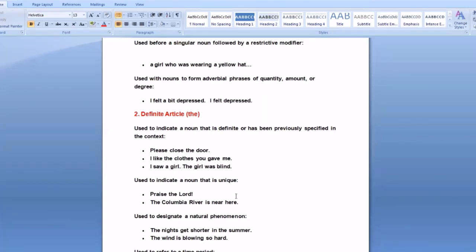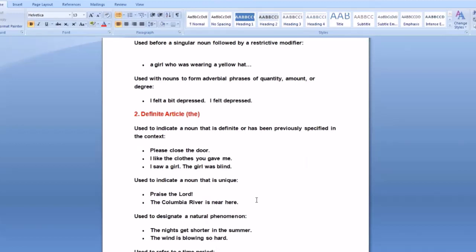Used to indicate a noun that is unique. Praise the Lord. The Columbia River is near. Okay, we can use the definite article with a river's name, with mountains' names, with newspaper names, like the Dawn, the Washington Times. There are other newspaper names which I can't remember, but anyway, you have to use the definite article, "the", with newspaper names and with river names.